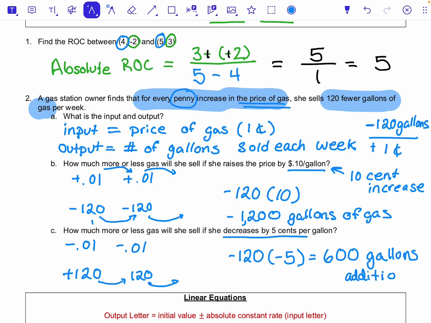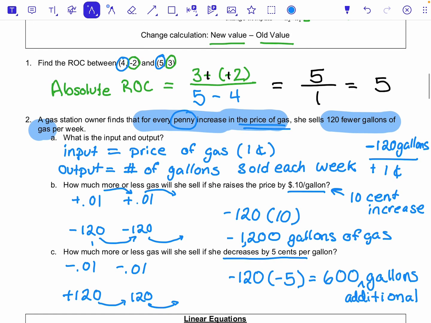So an advantage of lowering the price, additional. So those are 2 examples of how we can find that absolute rate of change and then use it within the context. In the next video, we'll actually build some functions with the rate of change.